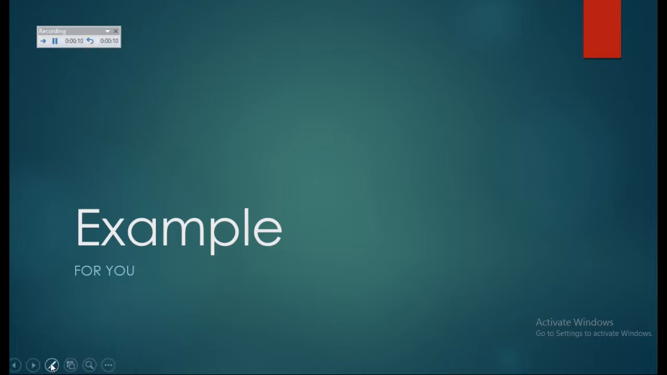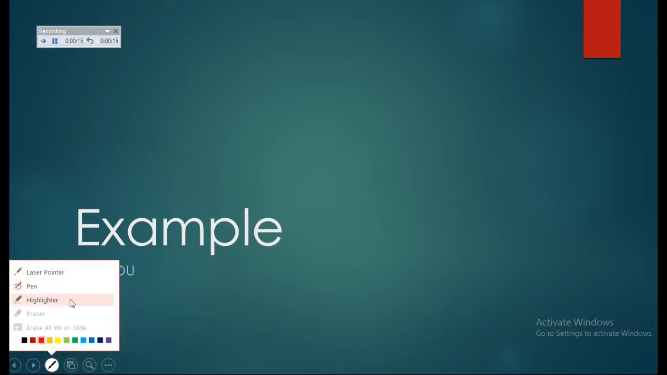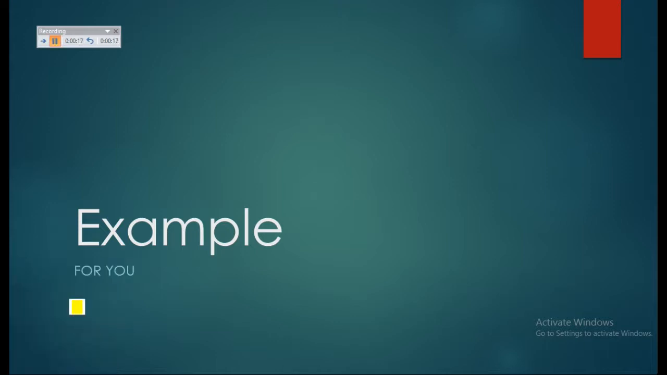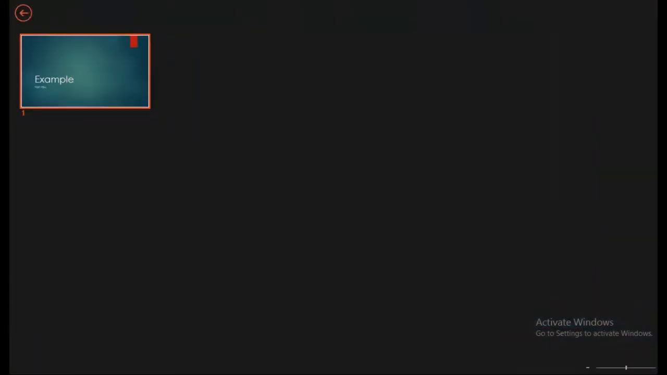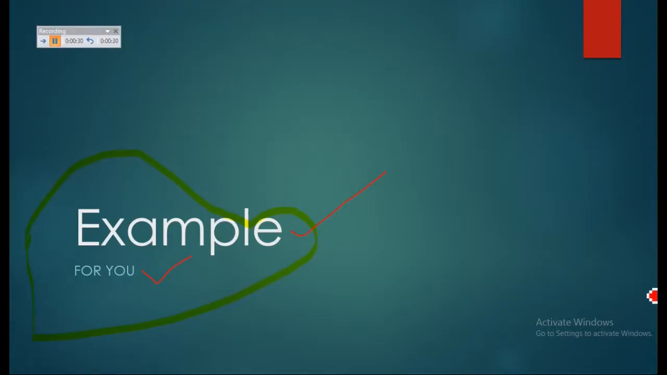And here we have options like a pen, laser pointer, highlighter. By using these you can highlight your words, and use the pen for any corrections like that. And this is one more option. So we can use these options.